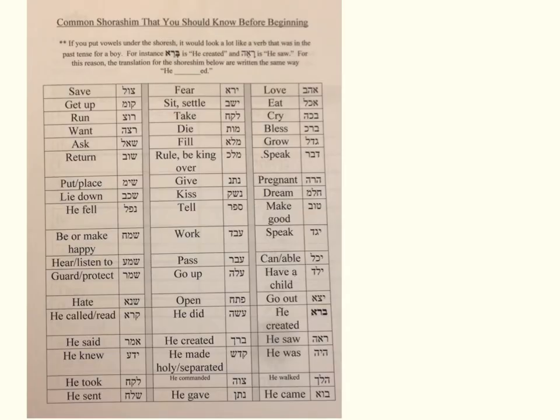Okay, so now let's move on to the next page and let's read the instructions together. If you put vowels under the shoresh, it would look a lot like a verb that was in the past tense for a boy. For example, bara is he created, and we see bara right here. Let me point it out for you. And ra'a is he saw. For this reason, the translation for the shorashim below are written the same way, he, and then the word in the past tense.